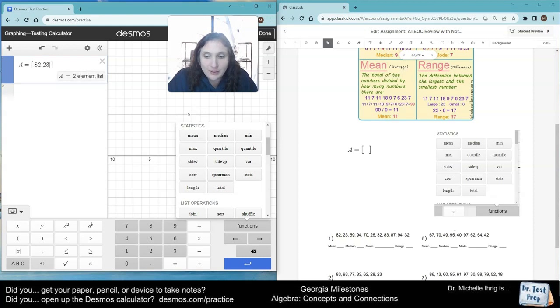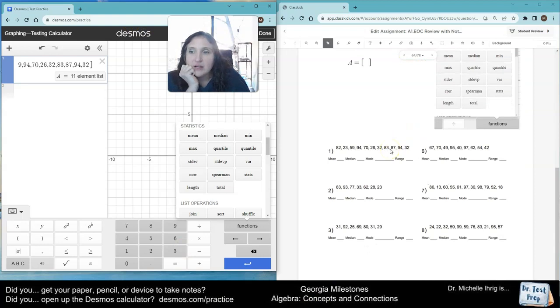82, 23, 59, 94, 70, 26, 32, 83, you should be typing along with me, 87, 94, and 32, close bracket. So this tells me it's an 11 unit list. So watch what I'm going to do on my next line.